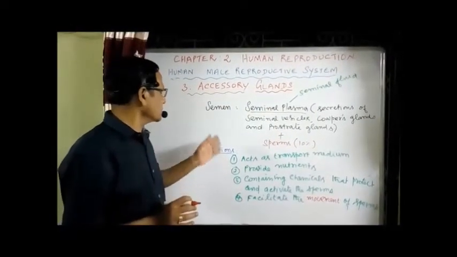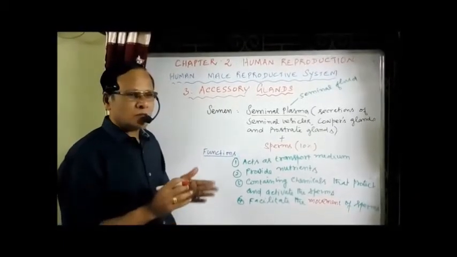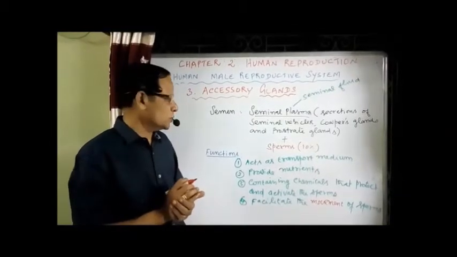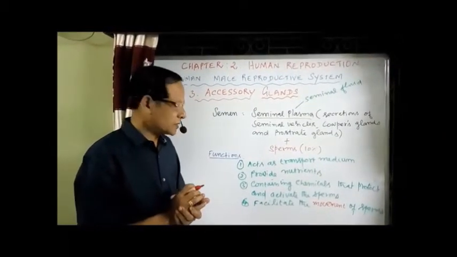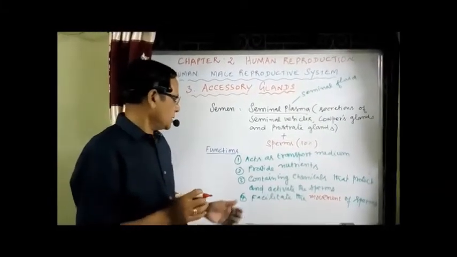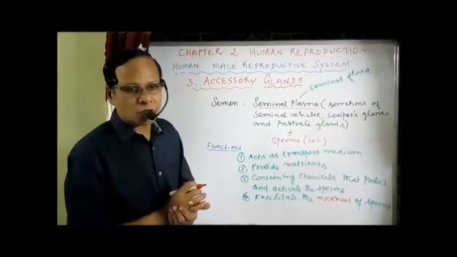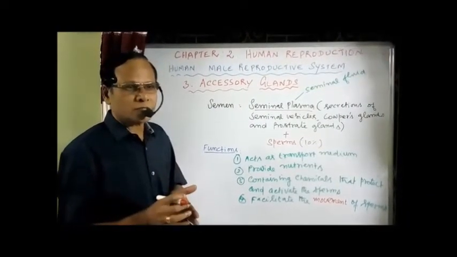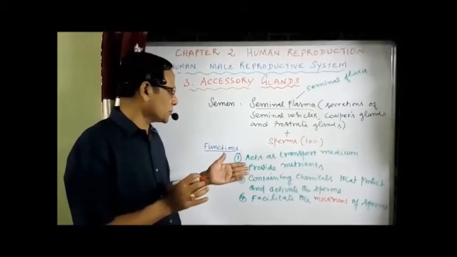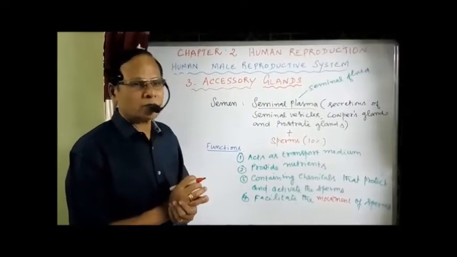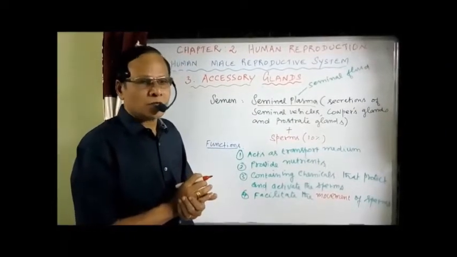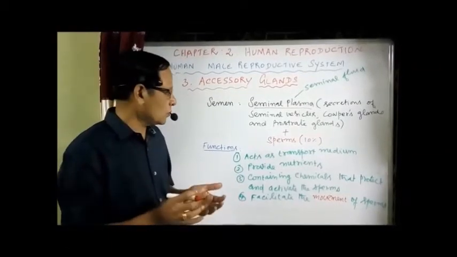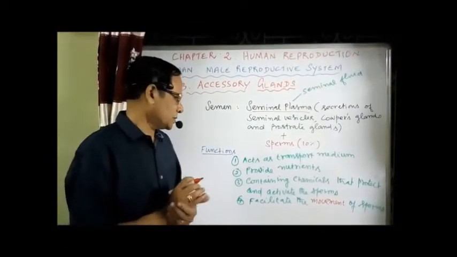Now, what are the functions of semen? Number one, it is the transporting medium through which the sperms move towards the female genital tract during insemination. As it contains fructose sugar, it provides nourishment, and we also have ascorbic acid and citric acid. They provide nutrients.